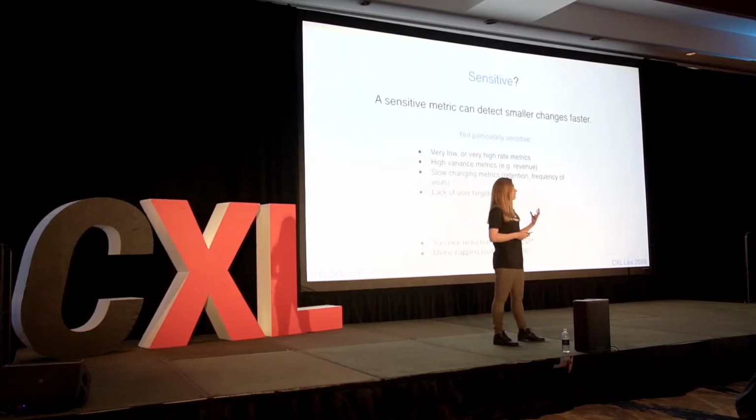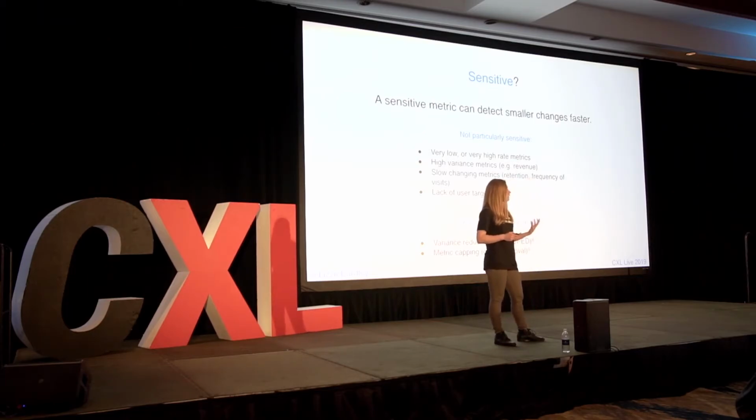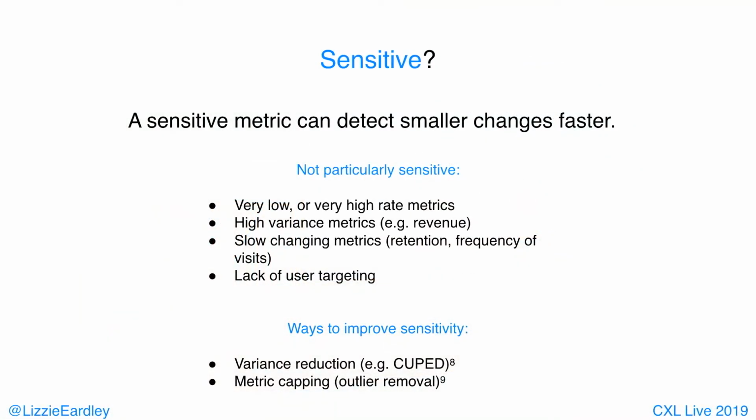And then a good metric is sensitive. So sensitive means that your metric is able to measure and detect those smaller changes faster. But this is really quite a hard one to get in your metric because some metrics are just not inherently sensitive, for example, revenue, but obviously they're very important to measure anyway. So it's not always easy to get a sensitive metric, but there are ways that you can improve the sensitivity of your metric if you really need to. For example, variance reduction techniques, or you can use some outlier removal in the data.